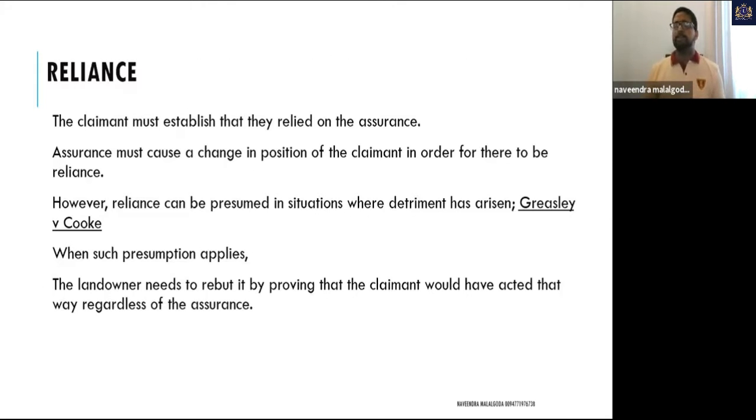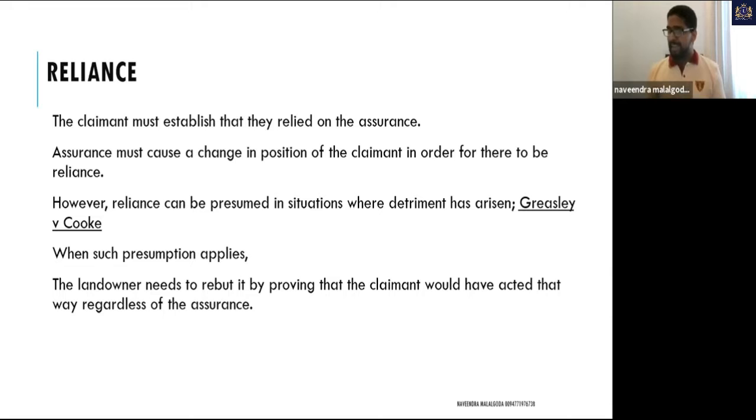Then we move on to reliance. Reliance, like I told you, is the change that occurs due to the representation of the claimant. I gave up my own property for a lesser value than it actually is. Maybe your property was a couple of cities far away from mine. I might have given up my job.